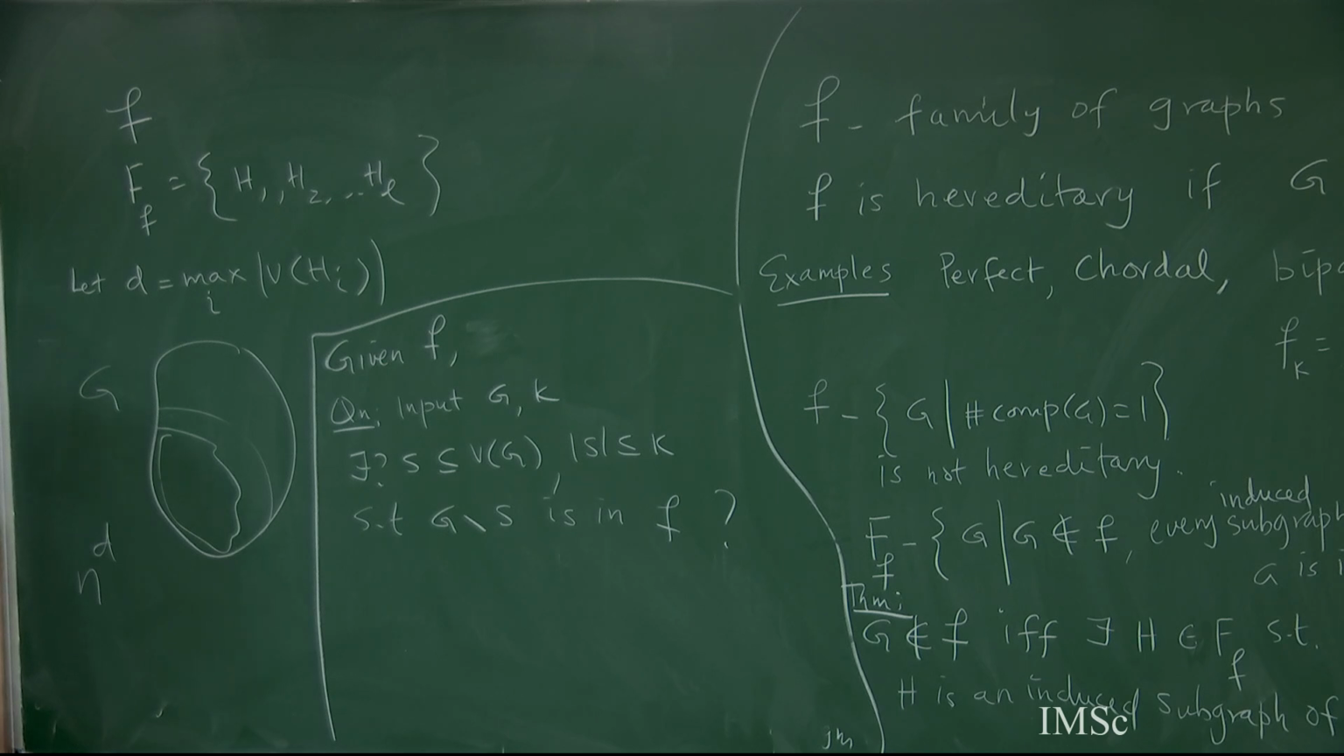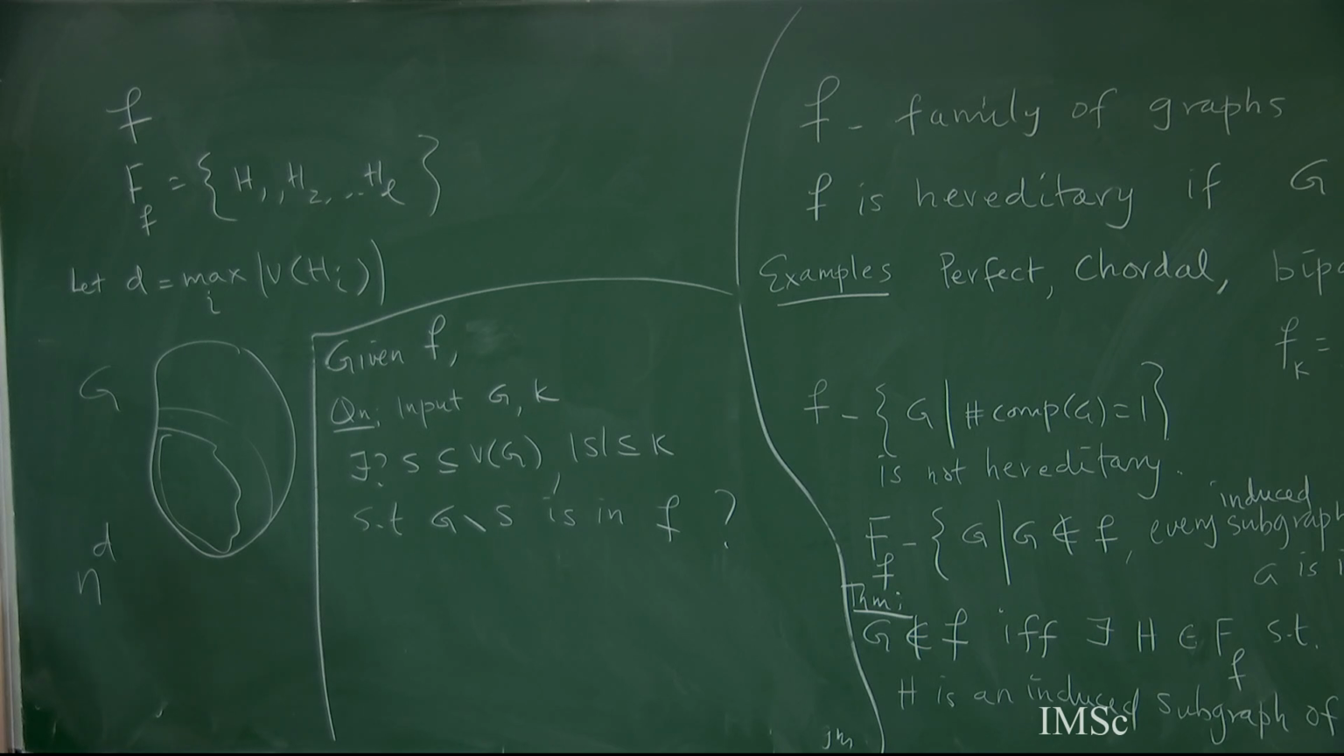We have seen throughout a lot of examples, right? If F is a family of forests, then what is this problem? Feedback vertex set, right? Can I delete k vertices so that the graph becomes a forest? We've seen that. If F is a family of bipartite graphs, then this is exactly the odd cycle transversal problem, right? So we have seen these questions.